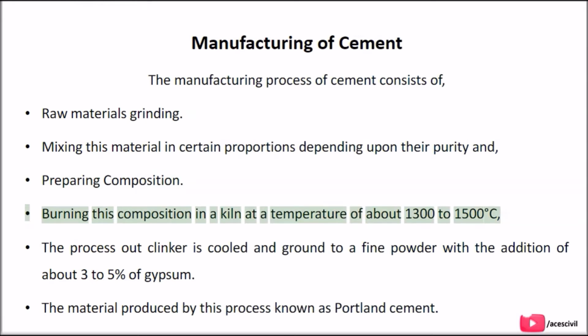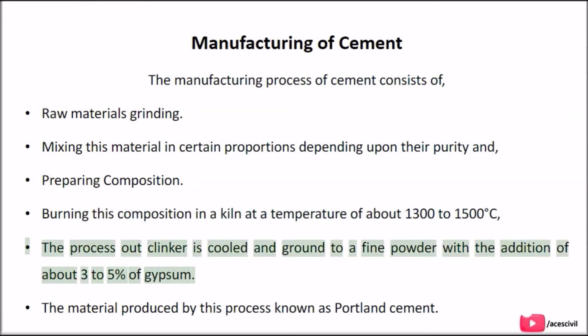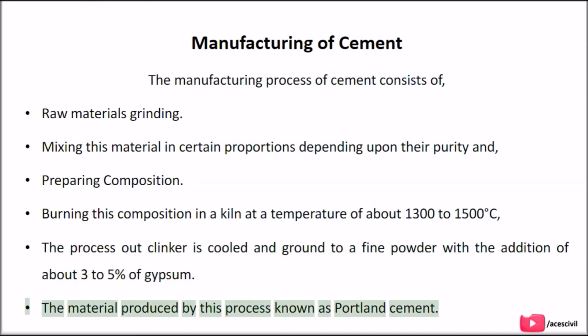Burning this composition in a kiln at a temperature of about 1300 to 1500 degrees Celsius. The clinker is cooled and ground to a fine powder with the addition of about 3 to 5% of gypsum. The material produced by this process is known as Portland cement.